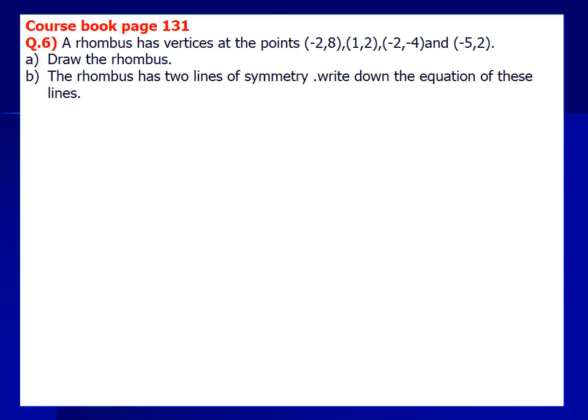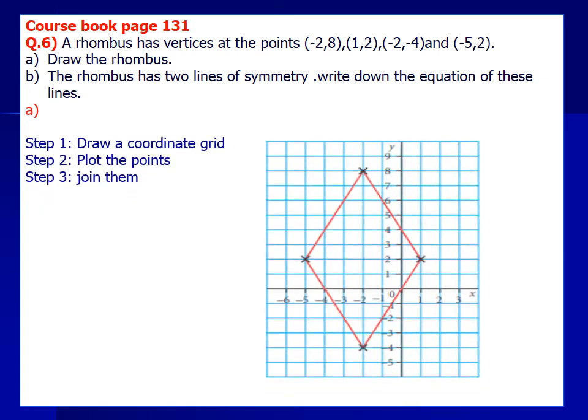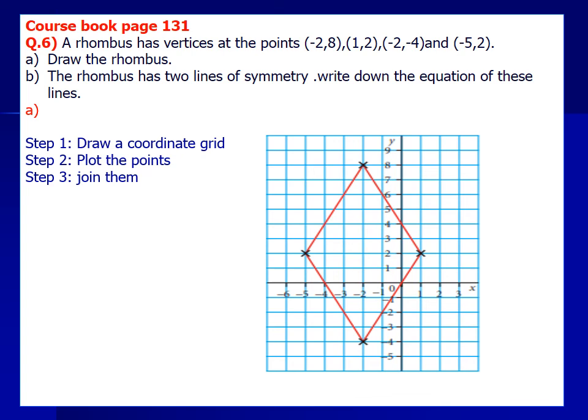parallel to the x-axis and perpendicular to the y-axis. Now we have the last question also from course book, page 131. Question number 6. A rhombus has vertices at the points minus 2, 8, 1, 2, minus 2, minus 4, and minus 5, 2. A, draw the rhombus. B, the rhombus has 2 lines of symmetry. Write down the equation of these lines. How we will solve this question? First, to solve A, draw a coordinate grid. Then, plot the points. Lastly, join them to form a rhombus.